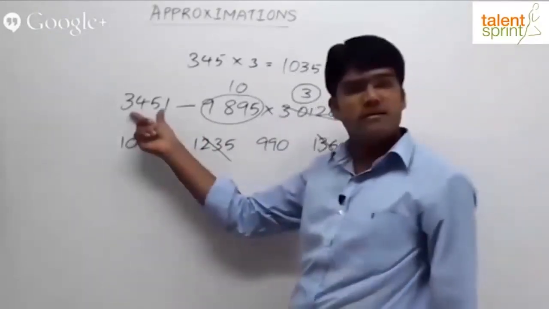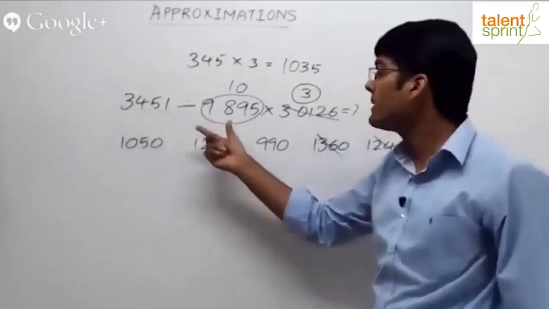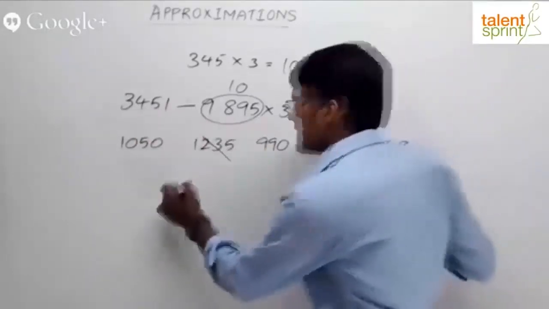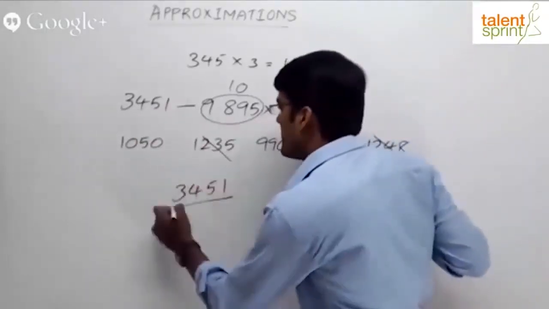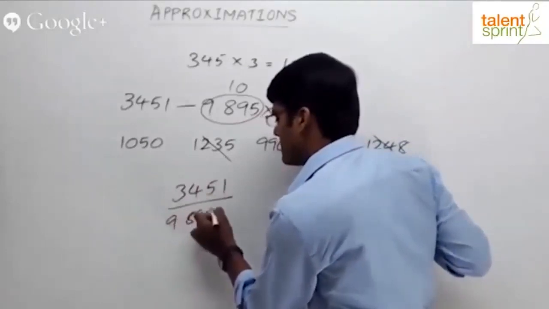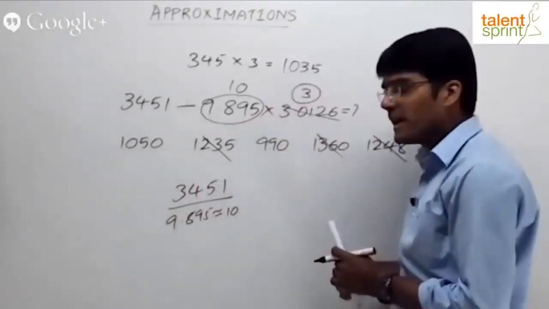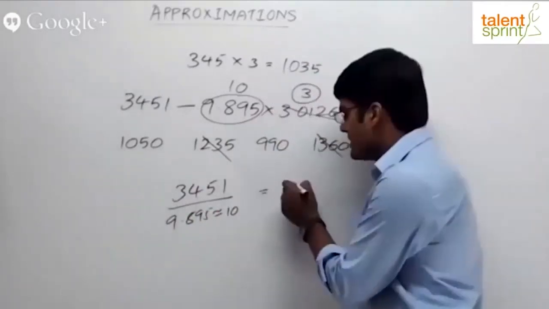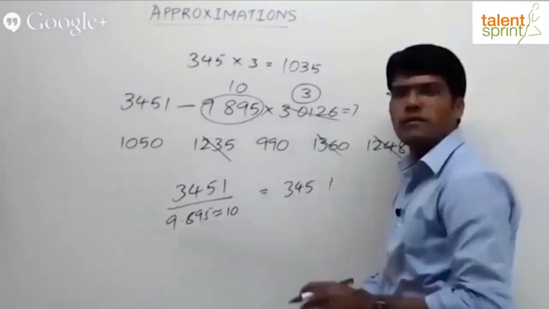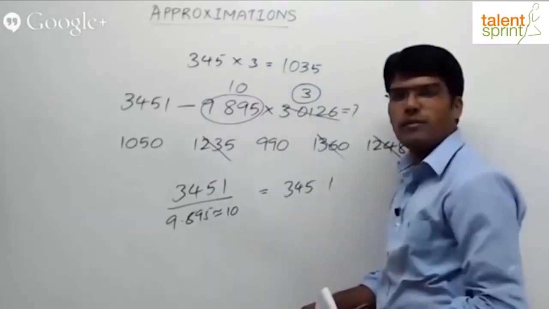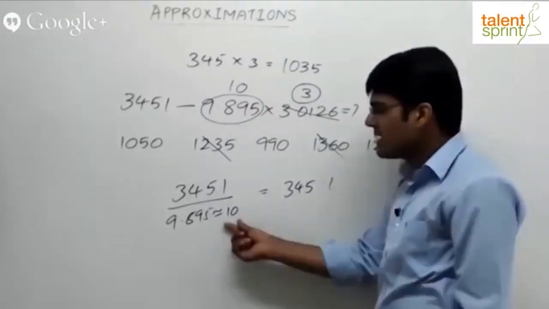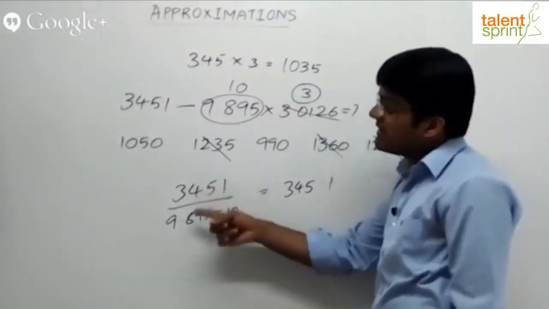Yes or no? 3451 was taken as 3451. But then 9.895. Now try to understand. 3451 divided by 9.895. This was approximately taken as 10. Look at this. When we approximately take it as 10, we have got the answer as 345.1 or 345 approximately, right? But the actual denominator is less. Approximate denominator is 10. Actual denominator is less.